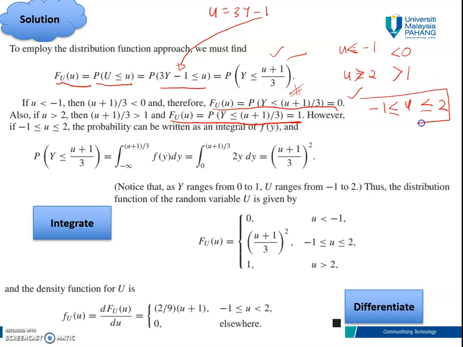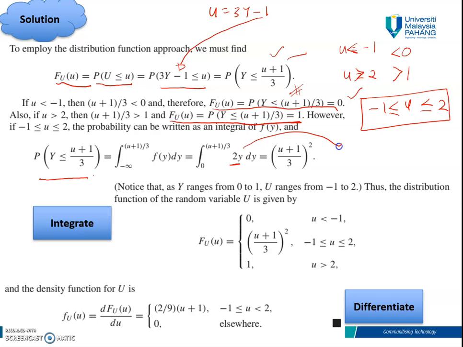For this one, how do we find the distribution function? We can use integration of the density function fy. So in this case, you will have the integral from -infinity to (u plus 1) divided by 3 of fy dy. But since here we have -1 and 2, we can consider from 0 until (u plus 1) divided by 3, and then you substitute fy to get y dy. So you integrate this one.